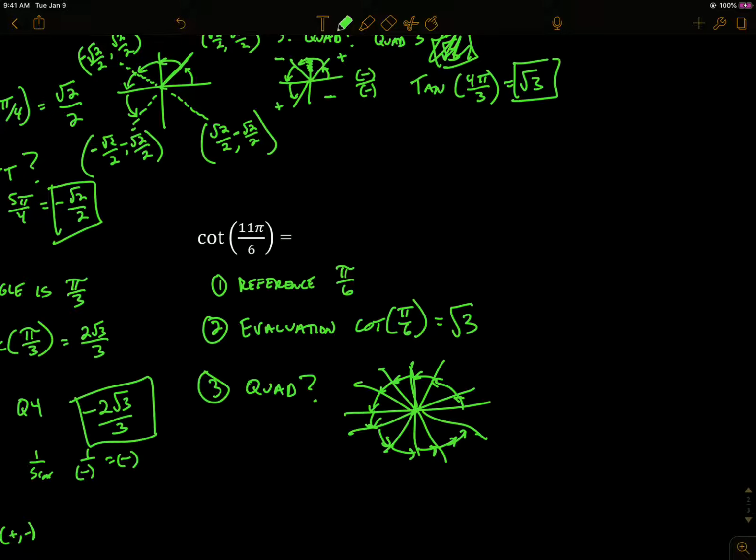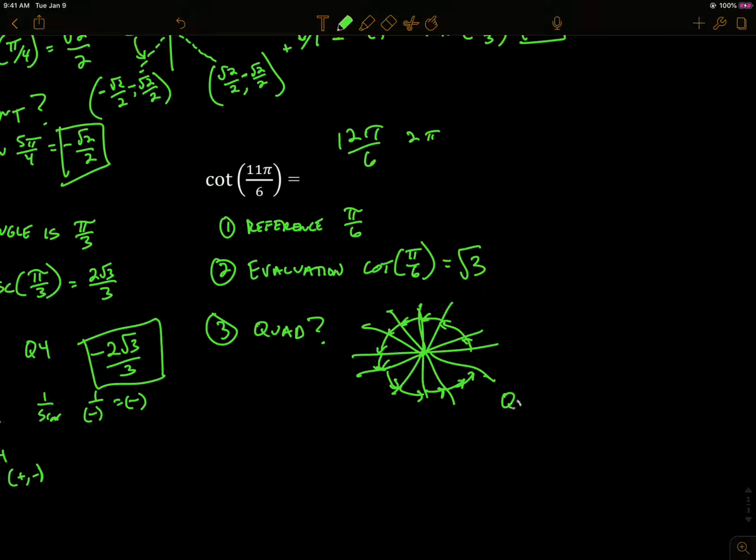So honestly, when I do 11 pi over 6, I don't count. I just know that 12 pi over 6 is really 2 pi, right? So we're 1 step away from a full rotation on the 30-degree angle. So anyway, that puts us in quadrant 4. Cotangent is related to tangent, and we know tangent is positive in quadrants 1 and 3 and negative in 2 and 4. So then cotangent is also going to be negative. So it's going to be negative root 3.